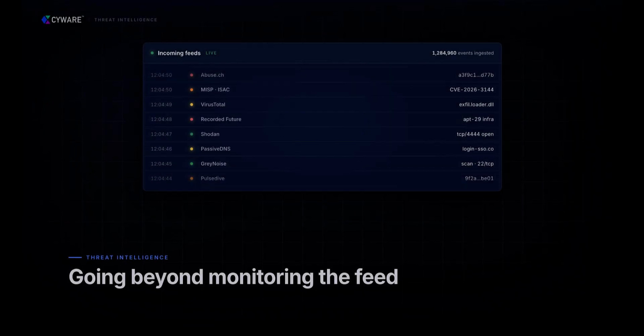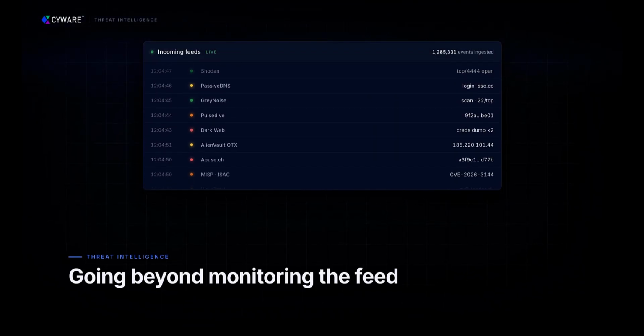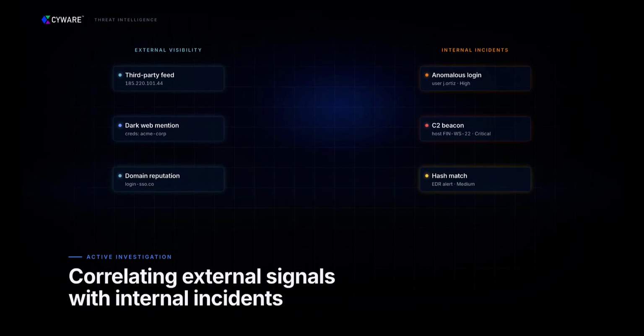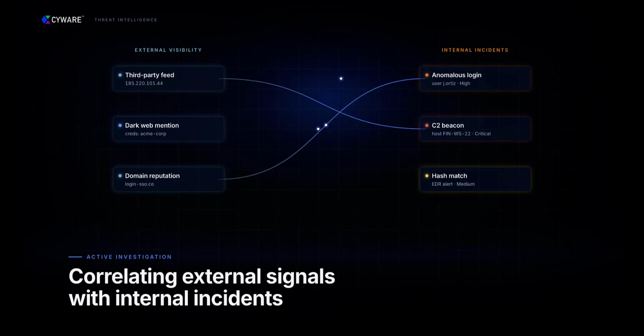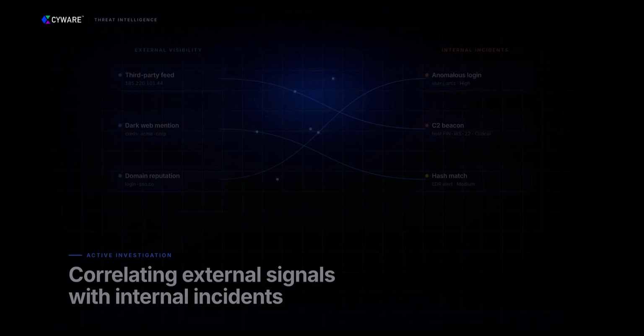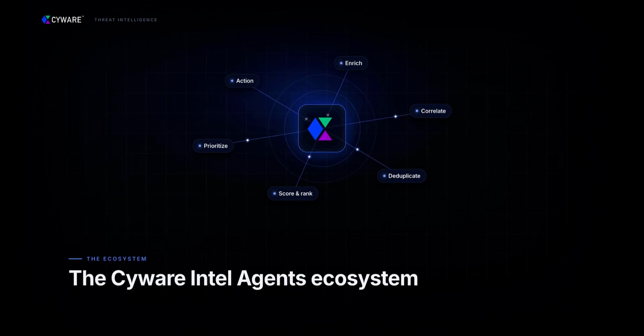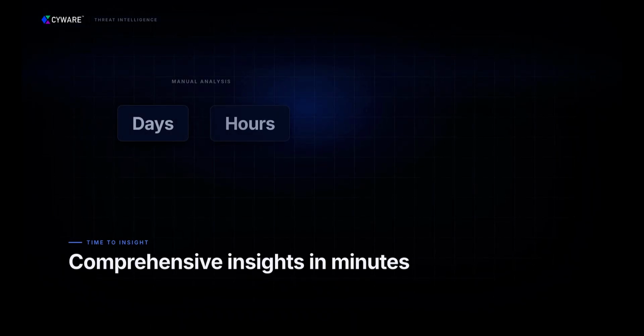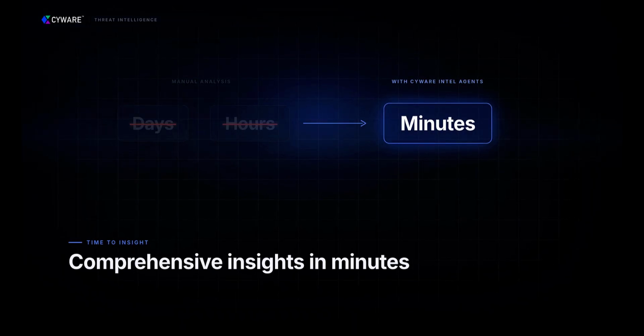Advanced threat intelligence programs go beyond simply monitoring incoming feeds. They actively investigate how external visibility and third-party data correlate with observed internal incidents. The Cyware intelligence ecosystem is designed to facilitate these complex correlations, delivering comprehensive insights in minutes, a process that previously required hours or even days to complete manually.